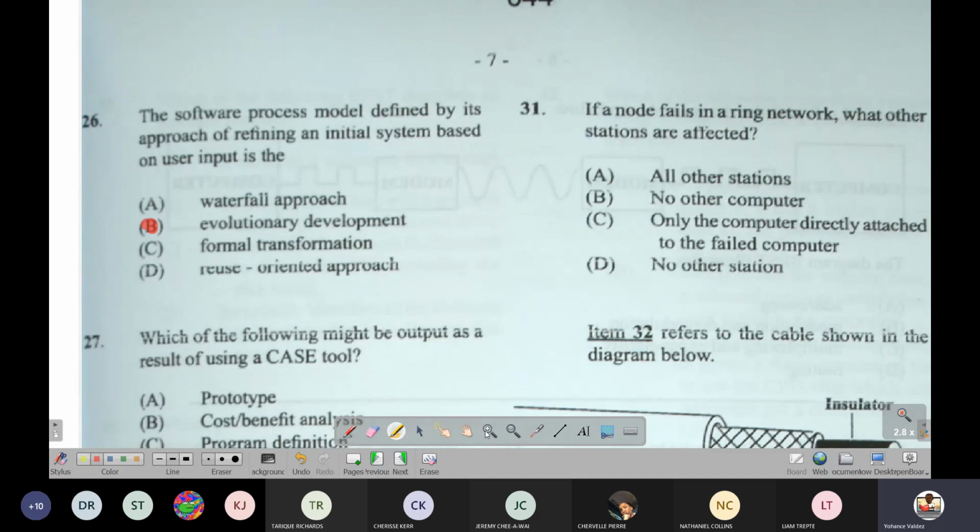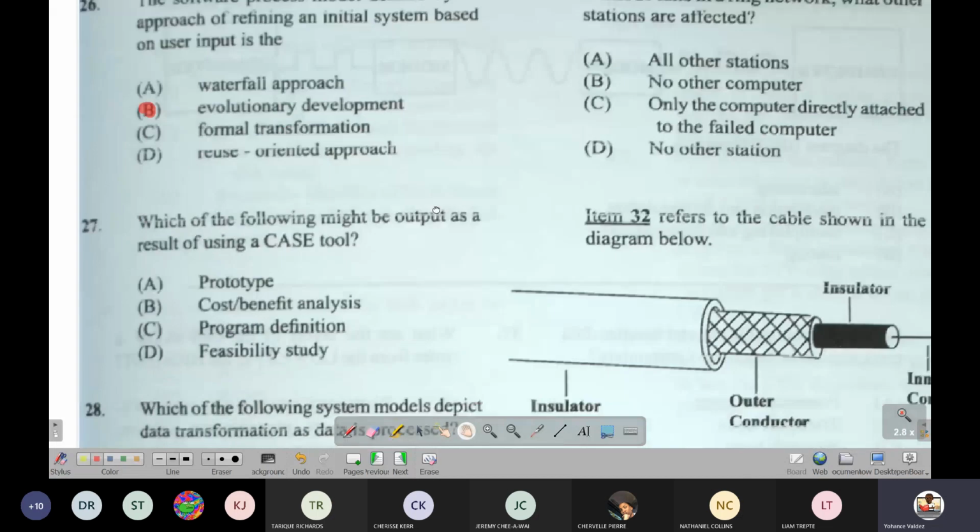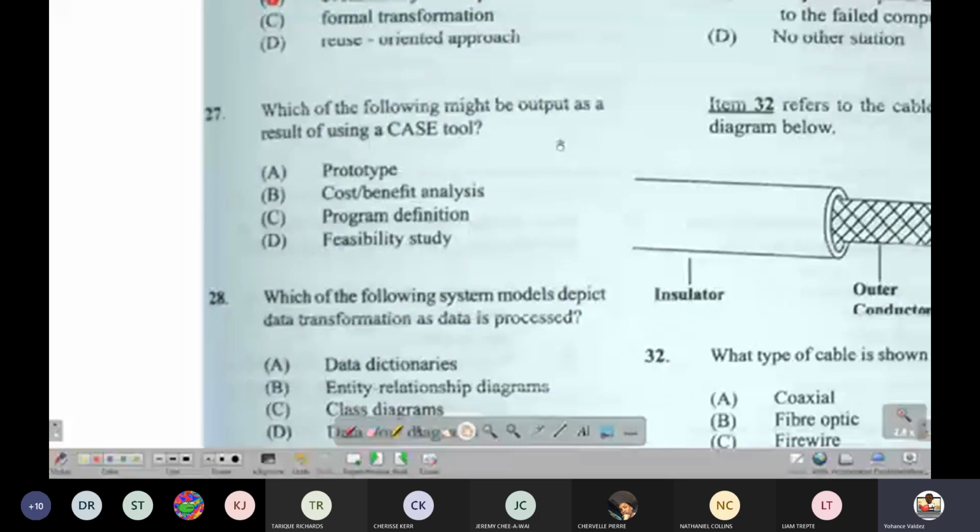Which of the following might be output as a result of using a CASE tool, right? The one here that is most likely to be the output of using a CASE tool is going to be a prototype. Okay, because a prototype, of course, would be a piece of software.